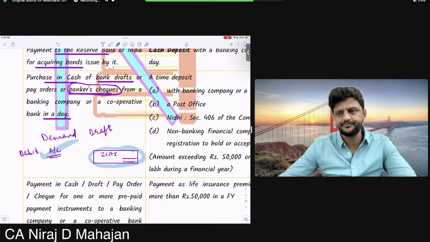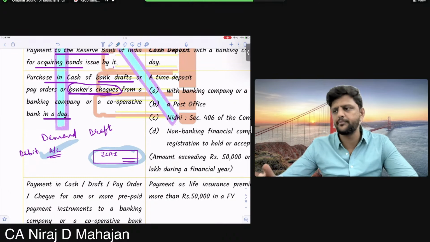Clear? All of you okay till here? Because cash cannot be submitted, online payment is not done, and checks can get bounced, that's why people used to prefer, in such cases, demand drafts only. Clear? Got it?